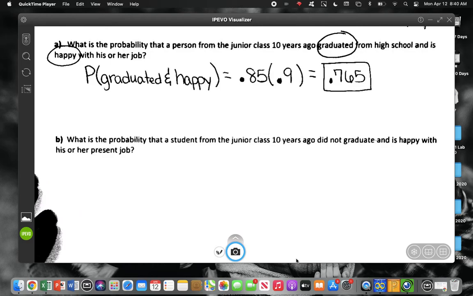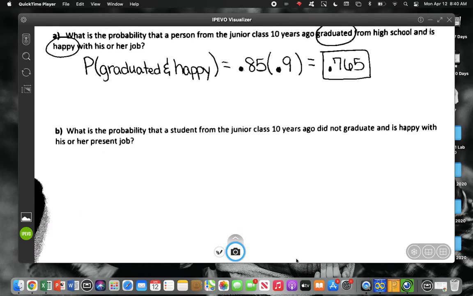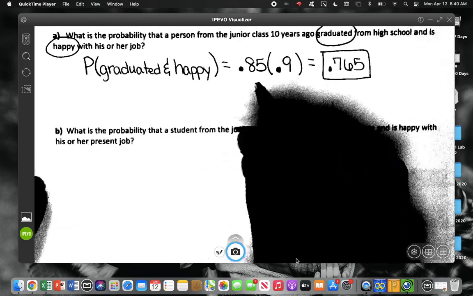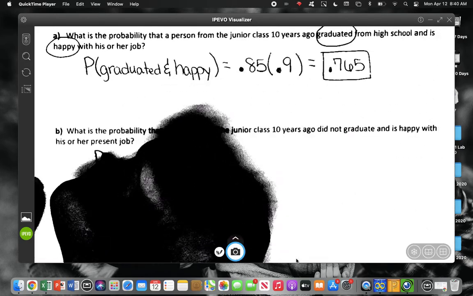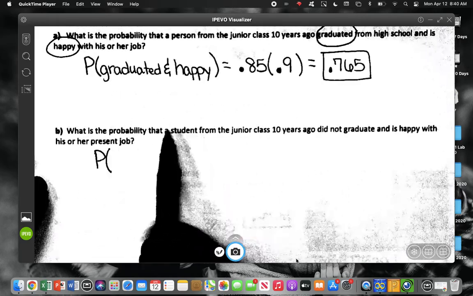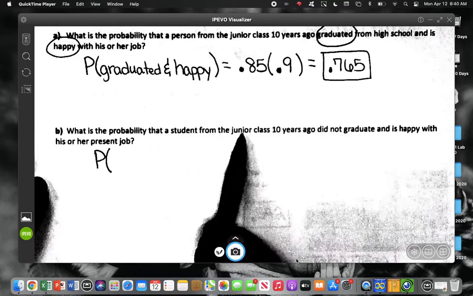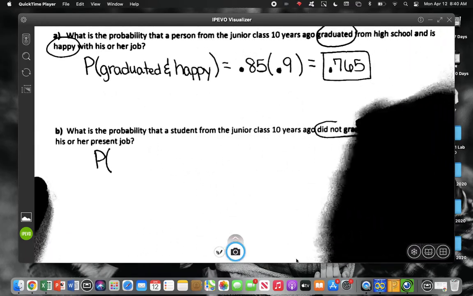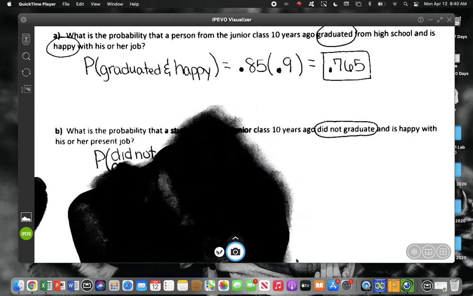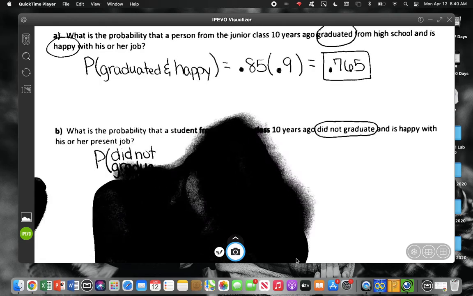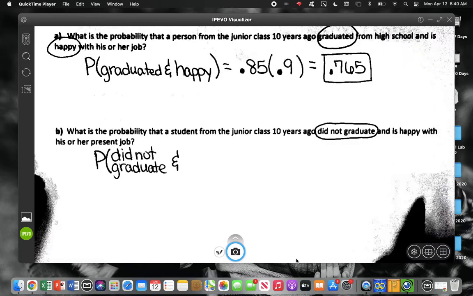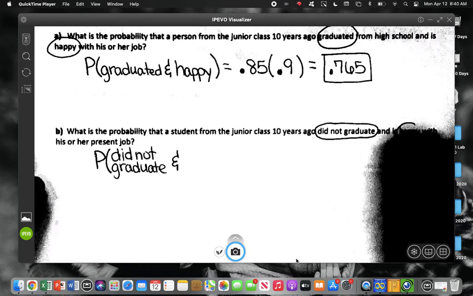All right, now, hey guys, we've got one more here. It says, what's the probability? So probability notation, anytime we see the word probability, we got to write a capital P. Now in this one, we want to find the probability that the student from the junior class did not graduate and is happy. I'm just writing it like this to save space.